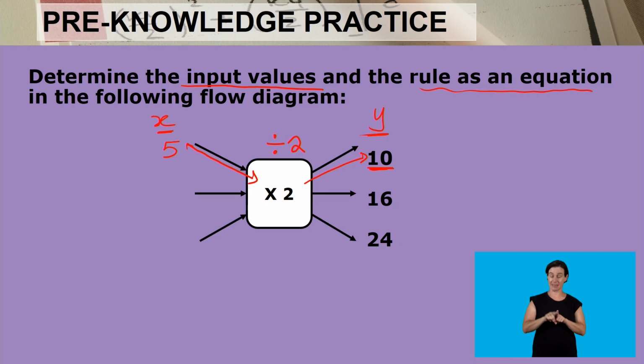Let's do the same for the other output values that we have there. We have 16 as an output value. So what is going to be the input value that resulted in that output value? Well, we are going to use the multiplicative inverse of 2. So we are going to take 16 and divide it by 2. So 16 divided by 2 is going to give us 8. So 8 multiplied by 2 resulted in 16. That is correct.